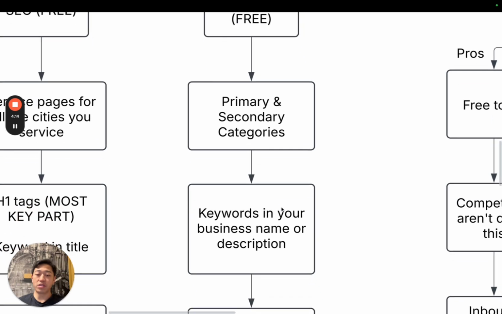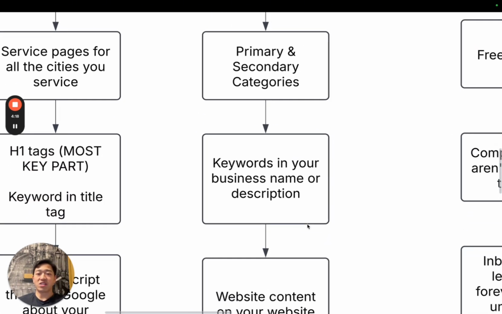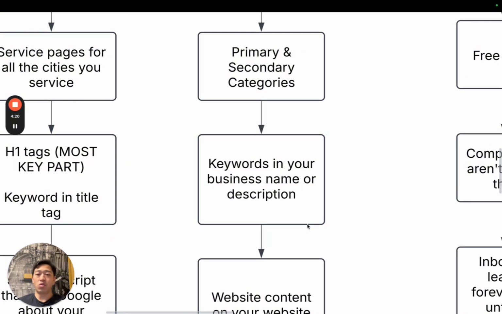And number two is the keywords in your business name or description. Here is where it gets a little bit tricky. If your LLC or your S Corp, your corporation doesn't have that keyword in your name, you can't really put it in your Google My Business name, but you can add it to the description. So make sure whatever service you're offering, add that to the description so Google actually knows what your company is about.